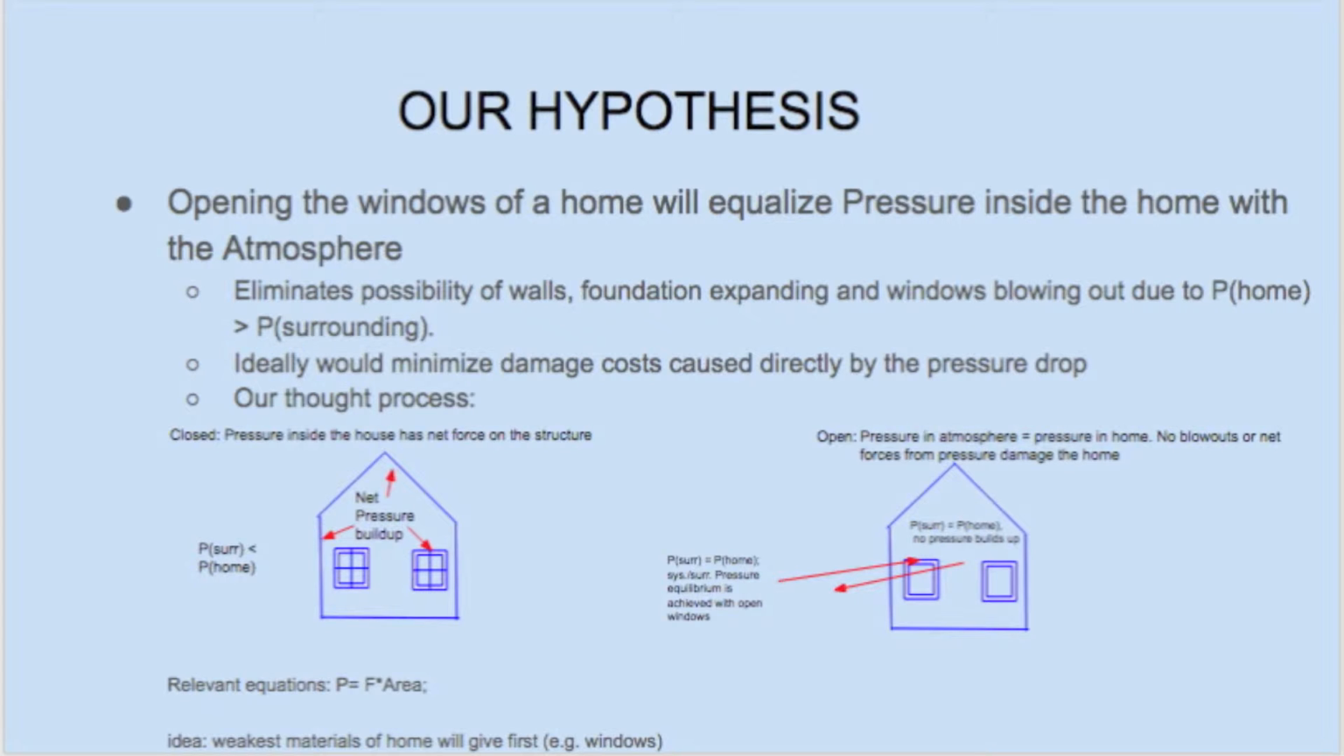Our relevant equation in analyzing this is pressure equals force times area. Our thought process is that the net force on the structure from the buildup with closed windows will yield more damage on the house during the tornado conditions than in the open window scenario.